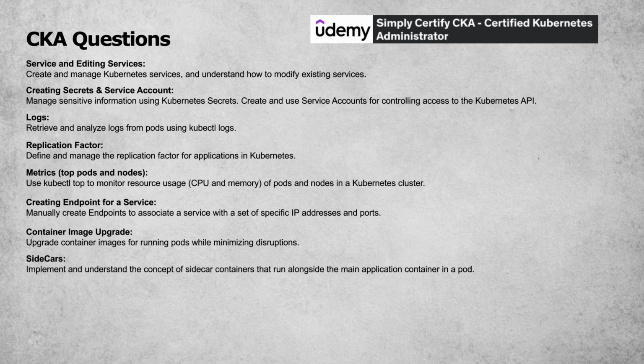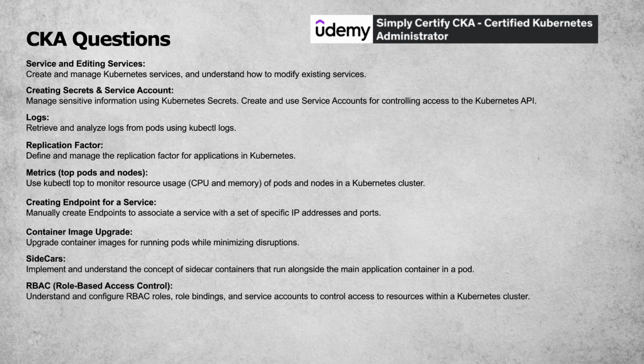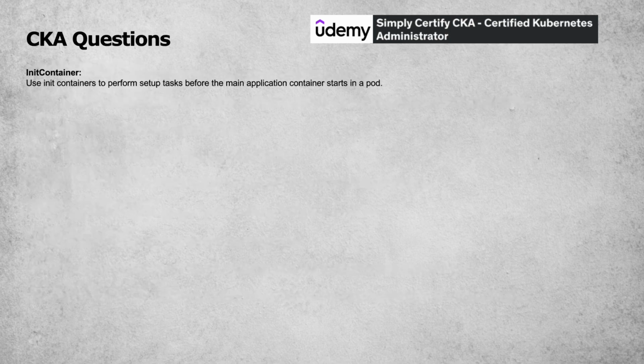And sidecars, or we call it multiple containers. Within a pod, we should know how to add multiple containers, and also we should know how to collect the logs from a container of a pod being in another container within the same pod. Then there will be a question definitely on RBAC, role-based access control, and there may be a question on init container. We use init containers to perform setup tasks before the main application container starts in a pod. So this is not multi-container. Init container executes certain tasks before the regular container starts.